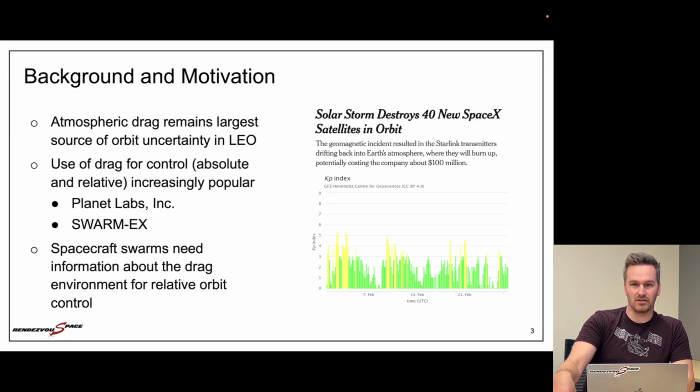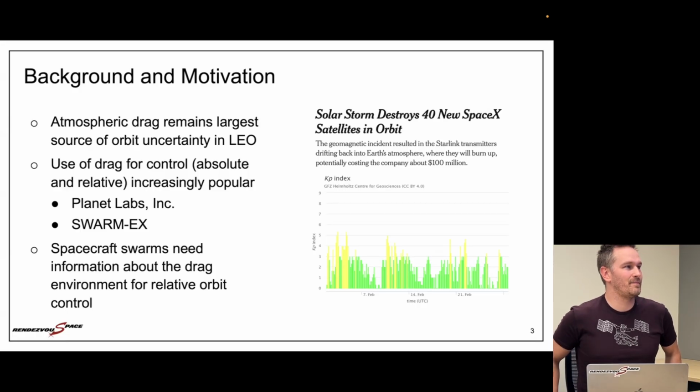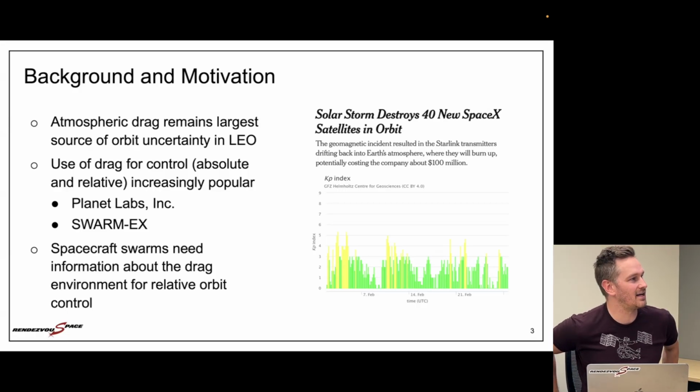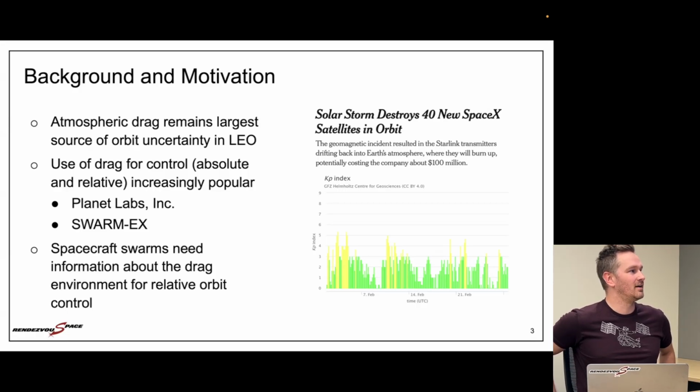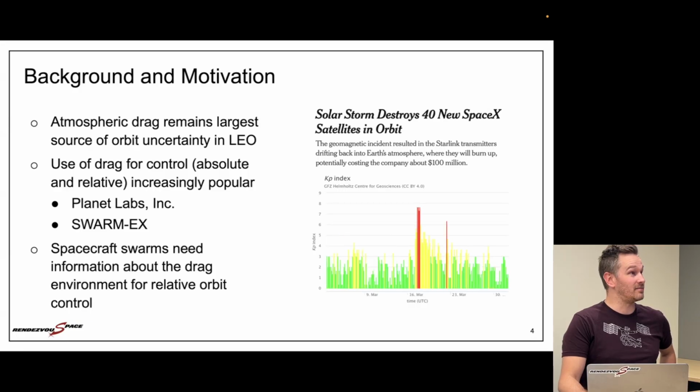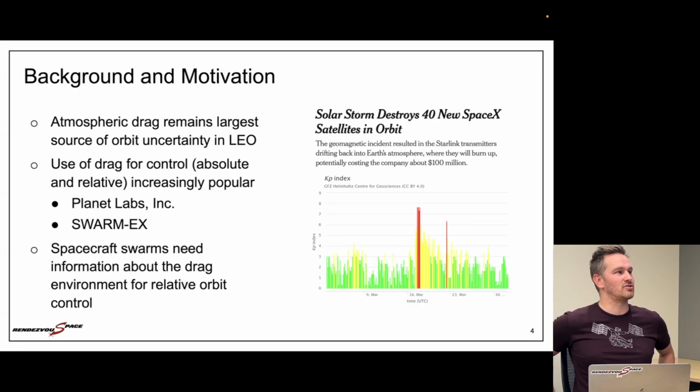Famously, SpaceX lost 40 Starlink satellites right after deployment because of a very minor geomagnetic storm, which I've shown the KP index here on the right. So the little burst of yellow there at the left is the storm that resulted in the loss of those satellites. So actually quite minor compared to some storms. This is the March 2015 St. Patrick's Day geomagnetic storm, which was quite substantial.